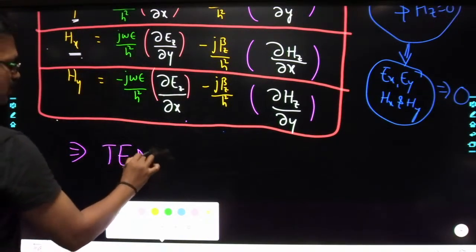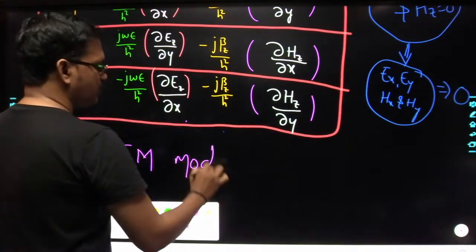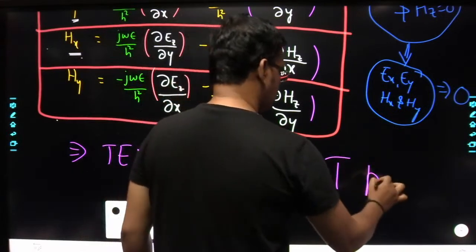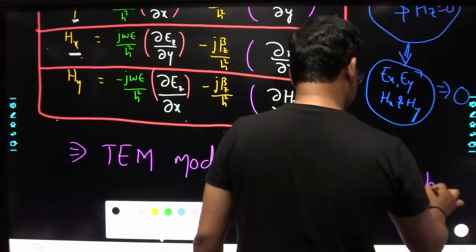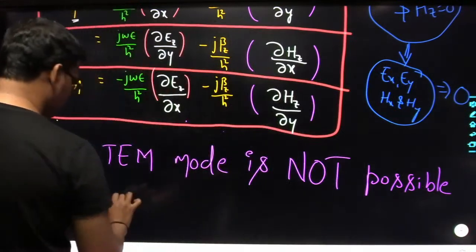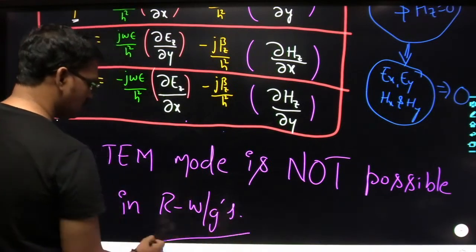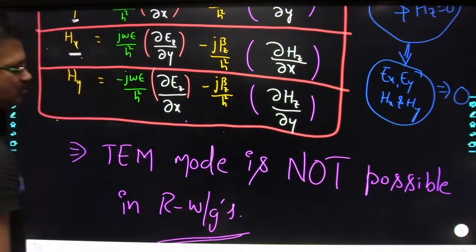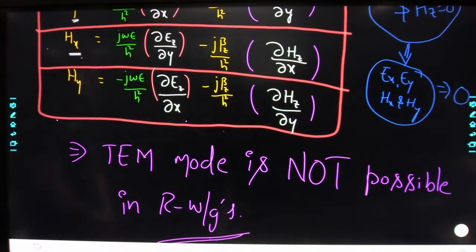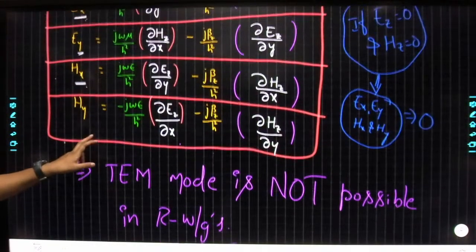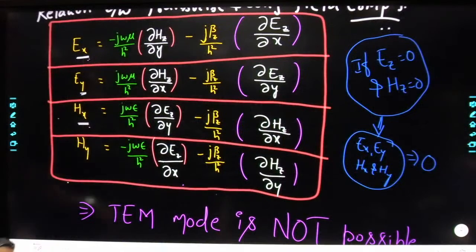TEM mode is not possible in rectangular waveguides. That is the conclusion we can make. So what are the modes that are possible here? TE mode may be possible and TM modes are also possible.